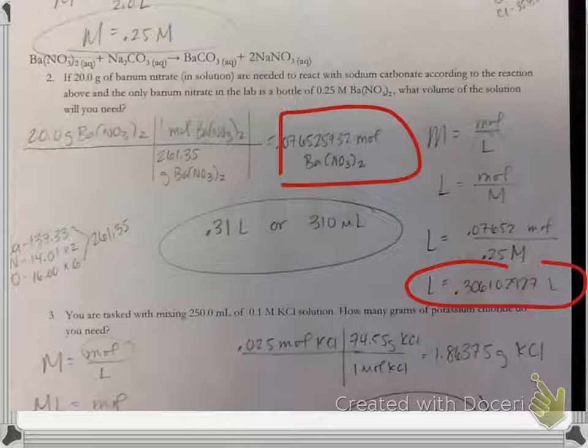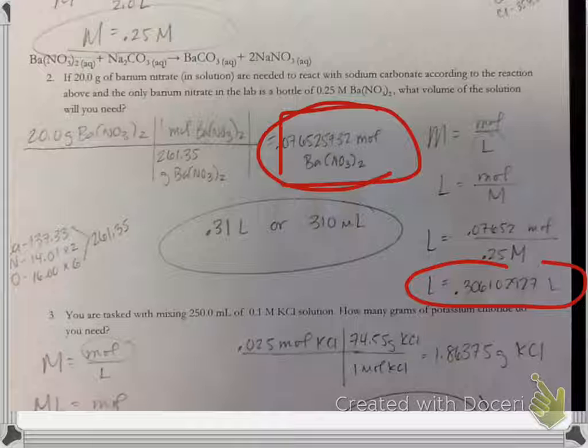Here's the raw answer, 0.3061 and so on liters. With sig figs, that comes out to 0.31 liters or 310 milliliters. And a lot of people did everything right, but their sig figs were pretty bad. And those bad sig figs, that's okay. But those bad sig figs make a difference. Like if you rounded this before you put it into your calculations, you're like 30 milliliters off in terms of the volume of solution that you would need.